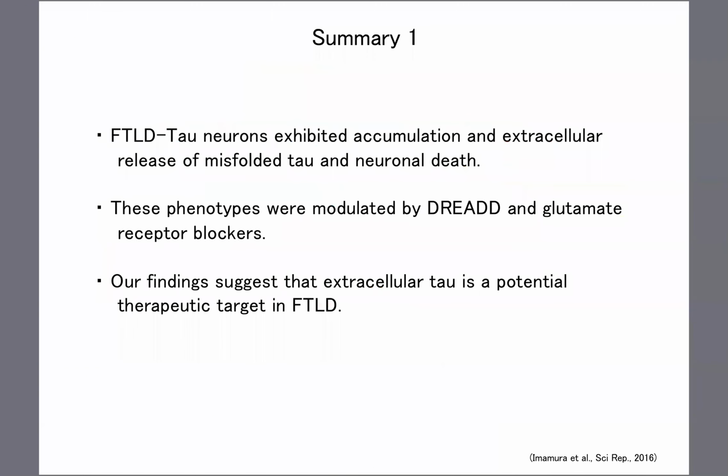This is a summary of the first part of my talk. FTLD neurons exhibited accumulation and extracellular release of misfolded tau and neuronal death. These phenotypes are modulated by DREADDs and glutamate receptor blockers. Our findings suggest that extracellular tau is a potential therapeutic target in FTLD.